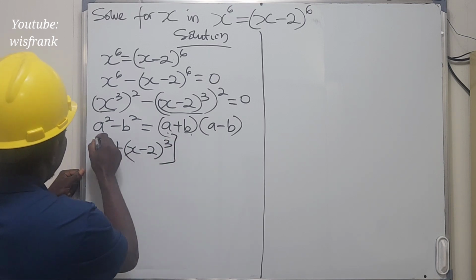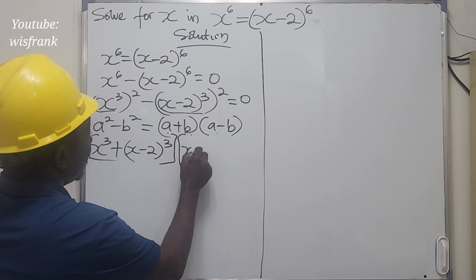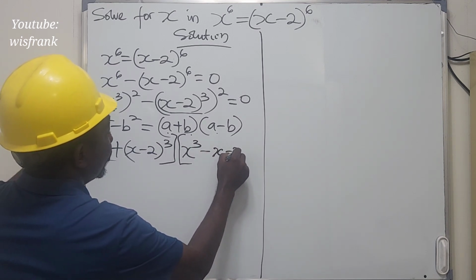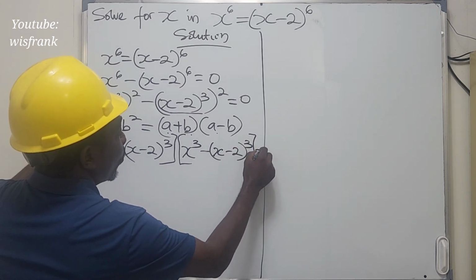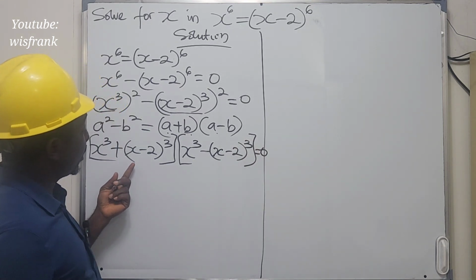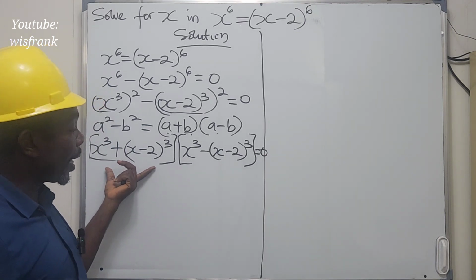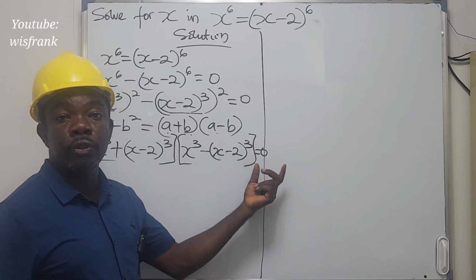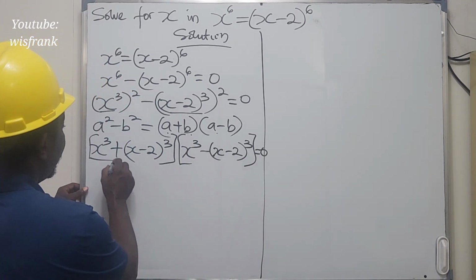So the next one for this, we have x to the power of 3 minus (x minus 2) all to the power of 3. So we have this all equals to 0. So in this case, we have two parentheses here or two brackets here. It is either the first bracket equals to 0 or the second bracket equals to 0. So in that case, we are going to take one after the other. So we take this first one.